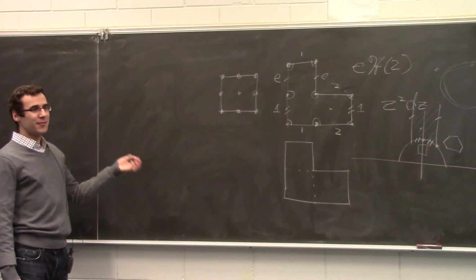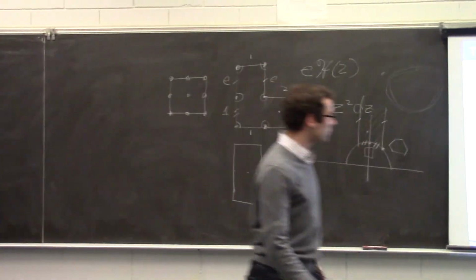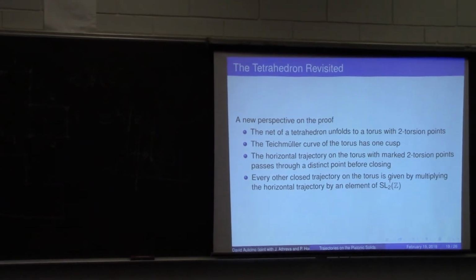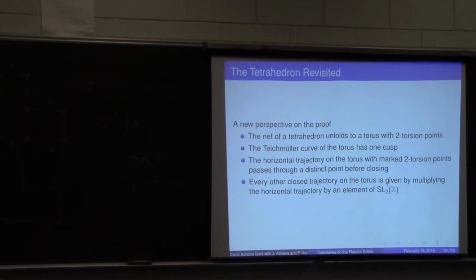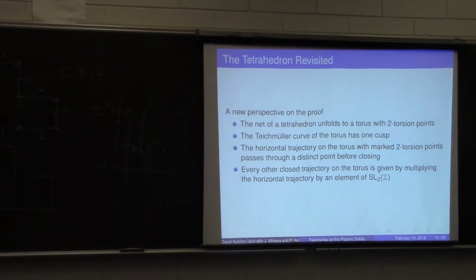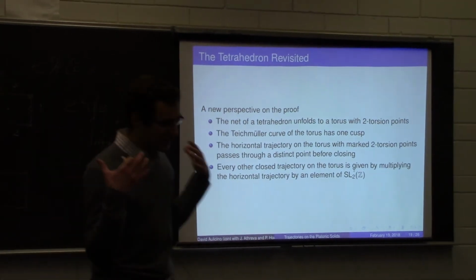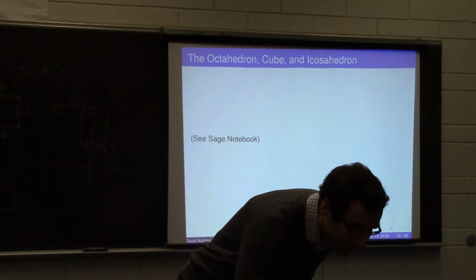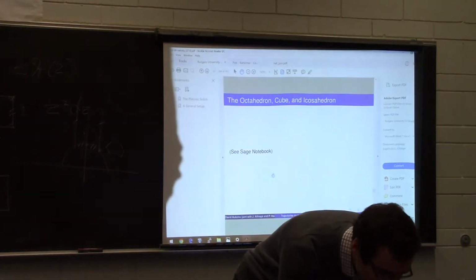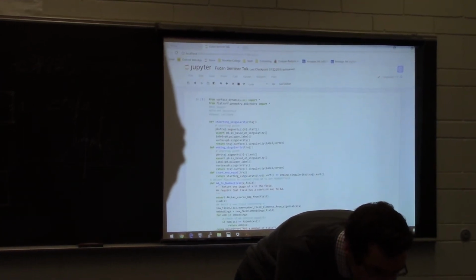But that actually suffices to prove the entire theorem for the tetrahedron, because every horizontal trajectory can be transformed into every other periodic trajectory by an element of SL2Z. So I've now reduced it to checking one thing. And now we have this whole theory of translation surfaces. Let's go and use a computer to prove the other ones.